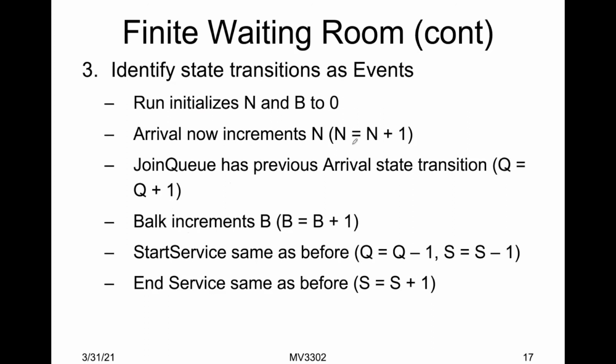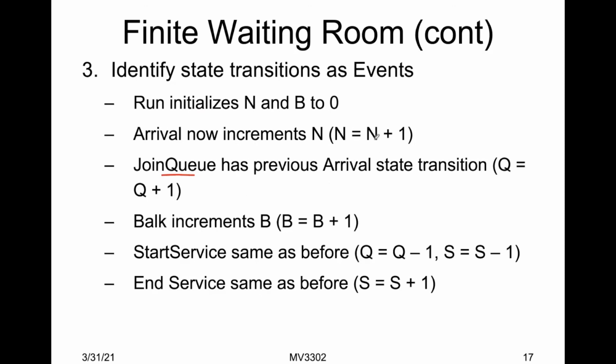Arrival is now only going to increment the N, and we're going to have to add another event, which I'm going to call join the queue. And it's going to have the state transition queue as Q plus 1.